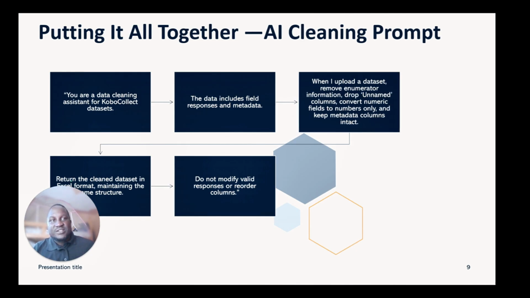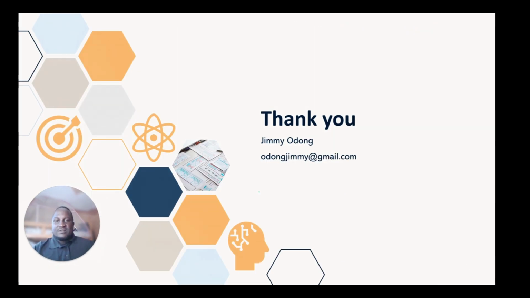And then you move on to what we call the format. So format, this is what you want AI to give you in terms of the output. So you're telling it to return the clean data set in an Excel format, and maintain the same data frame structure. And then lastly, you give it what we call the parameters, telling it not to do things like: do not modify valid responses, do not reorder, and stuff like that. So here we've come to the end of our background settings.